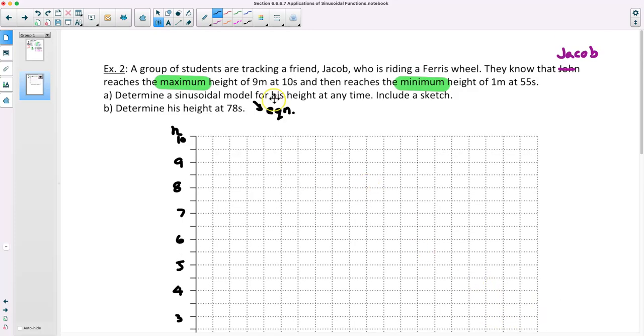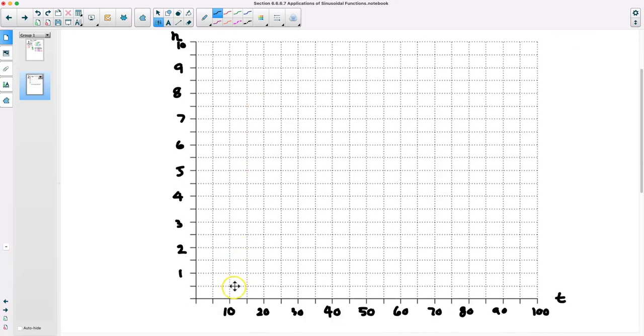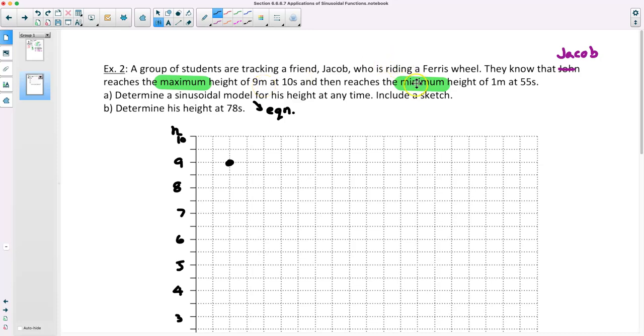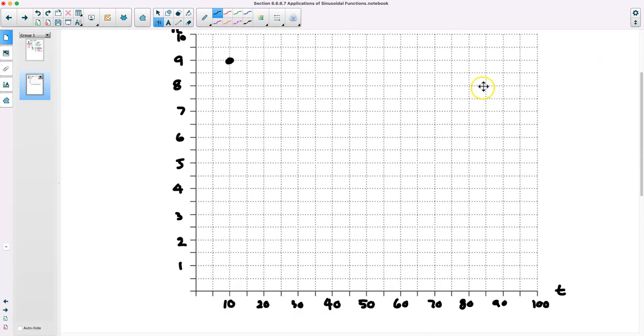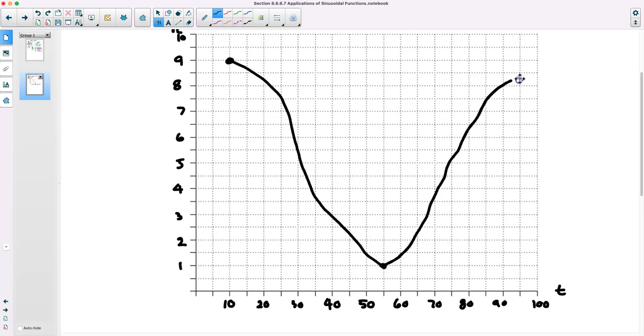Okay, so our first point, we have a maximum of 9 at 10 seconds. So at 10 seconds, we have a maximum point of 9. And we have a minimum of 1 meter at 55. So right here at 55, 1 meter, and it's going to look something like this. So this shape, in general, just as an approximation, is going to look something like this, and then it's going to come back up, and keep this periodic pattern.